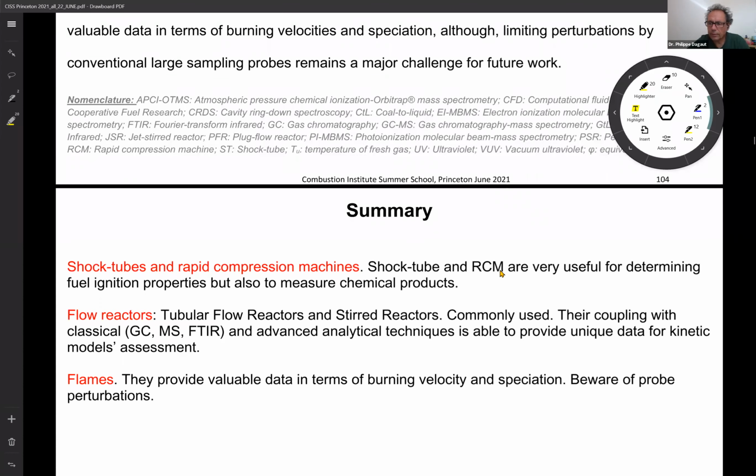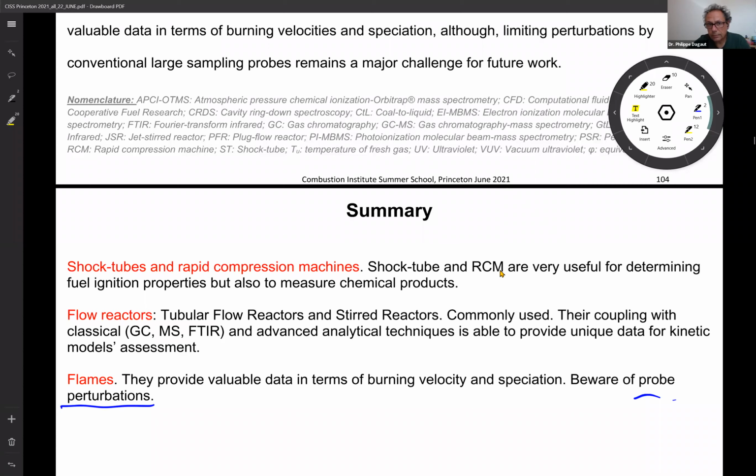So these are very interesting techniques, and there is still lots to do with these techniques. And finally, flames, they provide valuable data in terms of burning velocity and speciation. But be careful with the interpretation of some of the data. There can be some difficulties due to perturbation by probes, especially when you are using large probes.